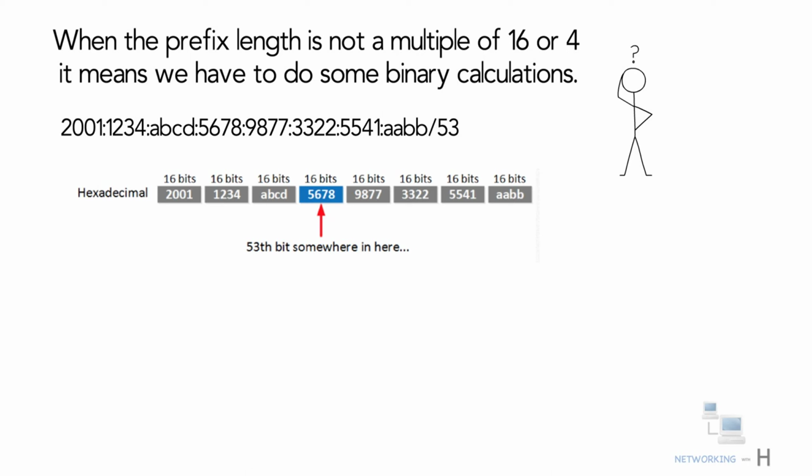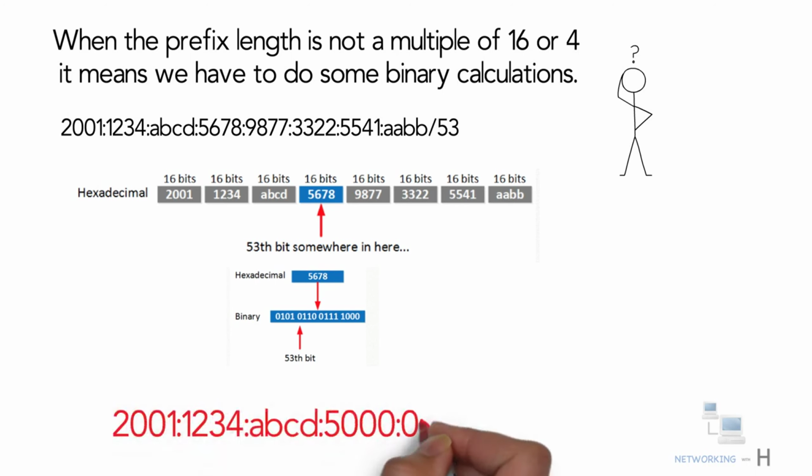To know what the prefix is, we will have to convert those hexadecimal characters to binary. We now have the block that contains the 53rd bit. This is where the boundary is between the prefix and the host. The resulting prefix ID will be 2001:1234:ABCD:5000:0:0:0/53.